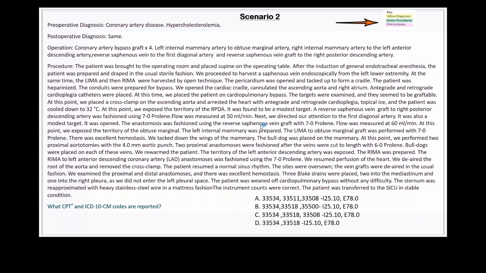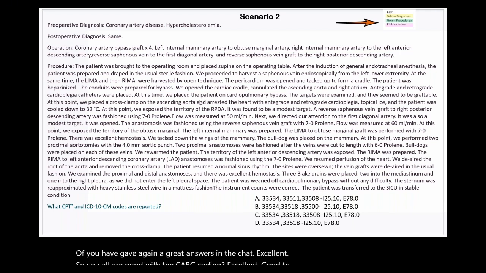Okay, Curtis, that is time. I think I gave you a few extra minutes for this scenario, but all of you have given great answers in the chat. Excellent. So you all are good with the CABG coding. Excellent. Good to know. So let me walk you through this scenario.